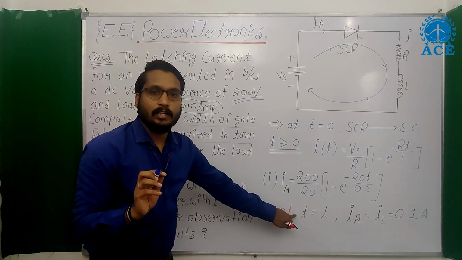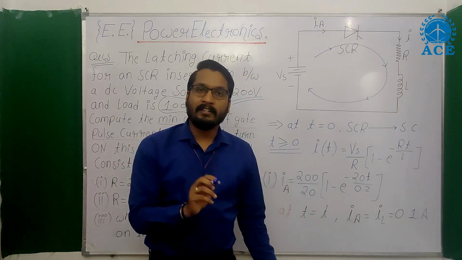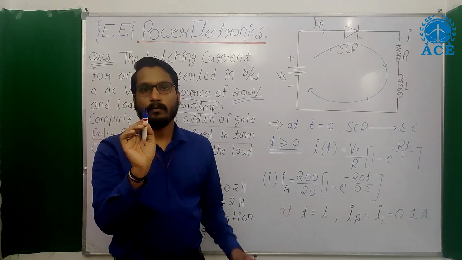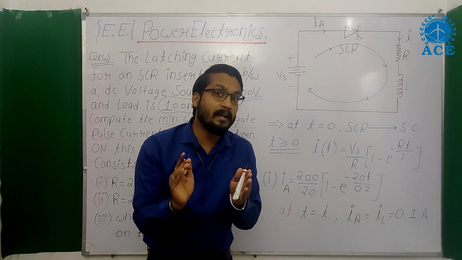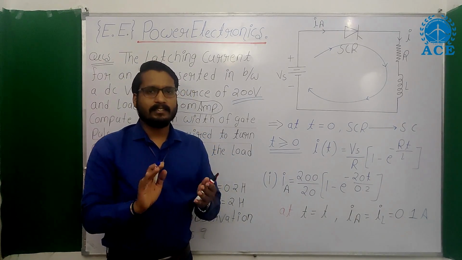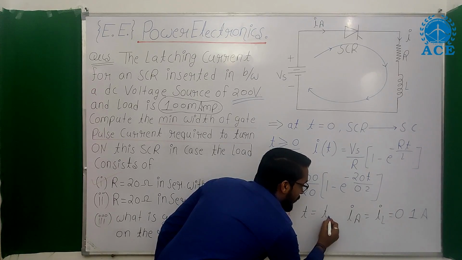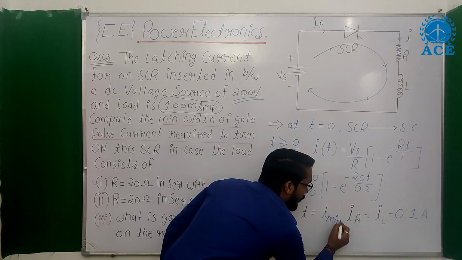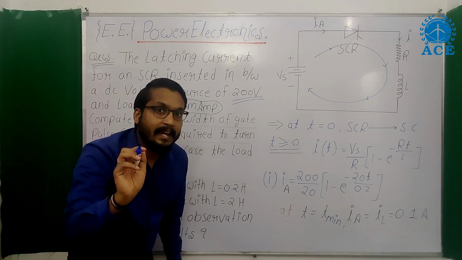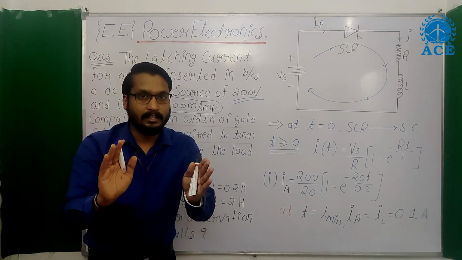The time at which anode current will become equal to latching current is the time for which we have to maintain the gate pulse in order to turn on the SCR successfully, or we can say it is nothing but the minimum gate pulse width required to turn on the SCR successfully.